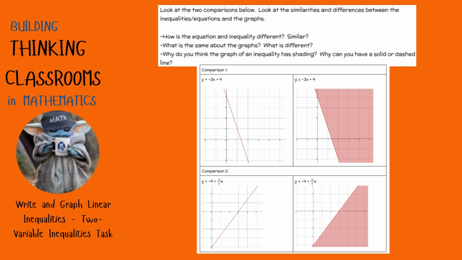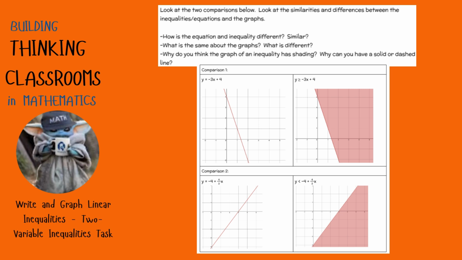So common things were that the equation and the inequality are both in slope-intercept form. The two being compared had the same slope and the same y-intercept. They identified that the graphs of the equation and inequality being compared, the lines were in the same location on the same points. And they identified the difference being the shading. And in comparison 2, they noticed the dashed line.